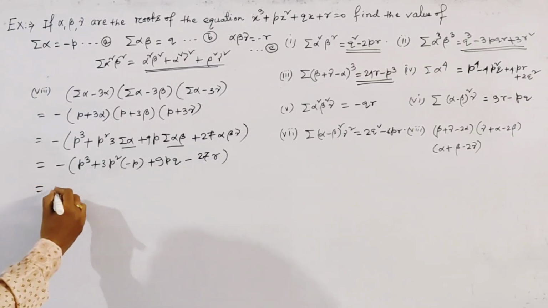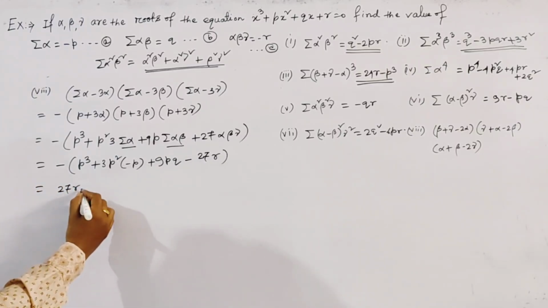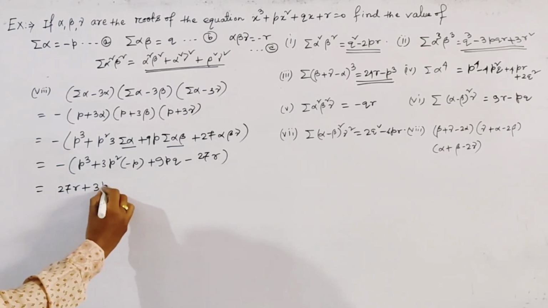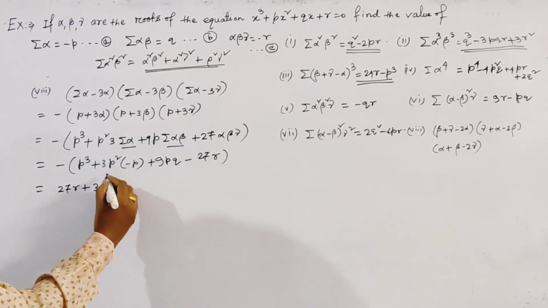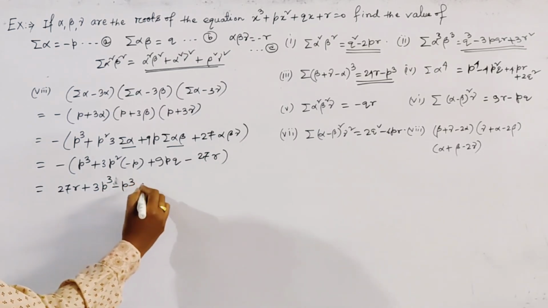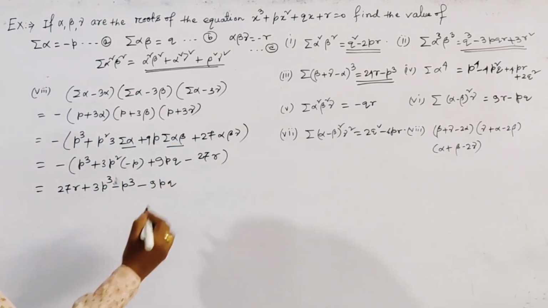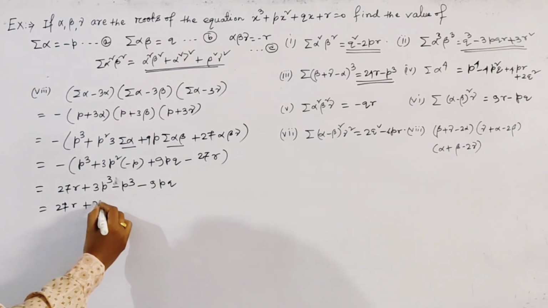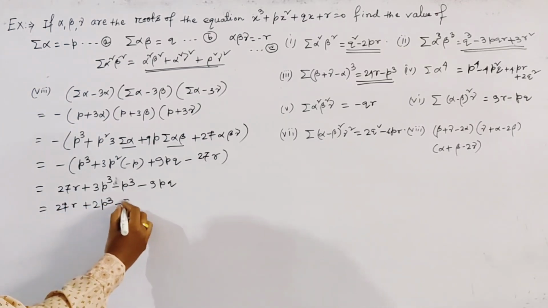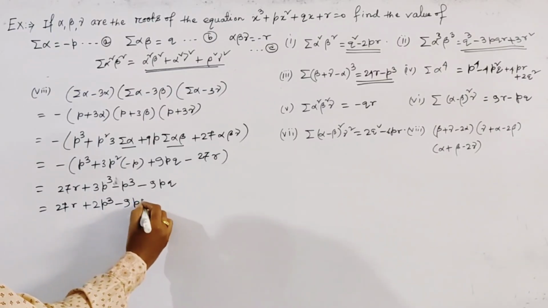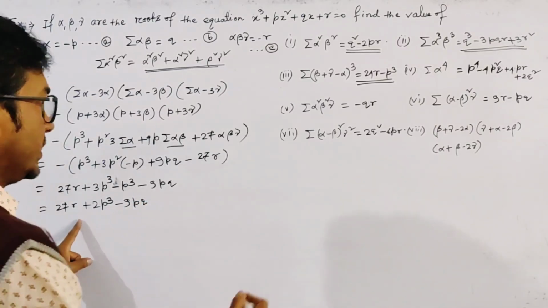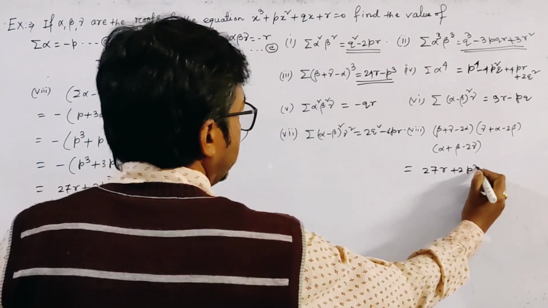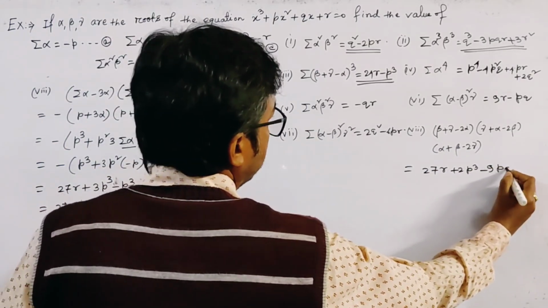So the result is 27r, and this is given by plus 3pq minus pq minus 9p into q. So we get 27r plus 2pq minus 9p into q. Okay, we write the last result here. This is 27r plus 2pq minus 9p into q.